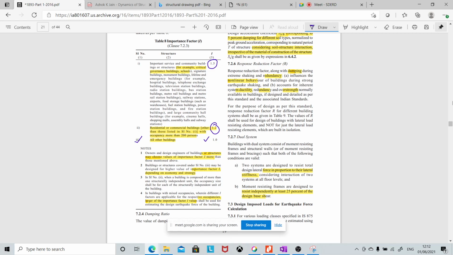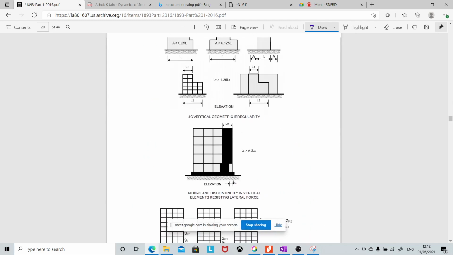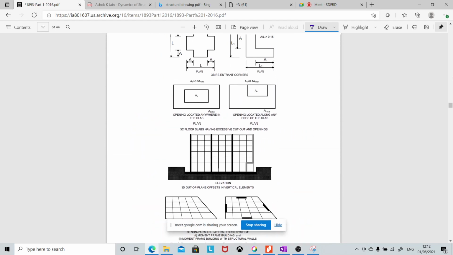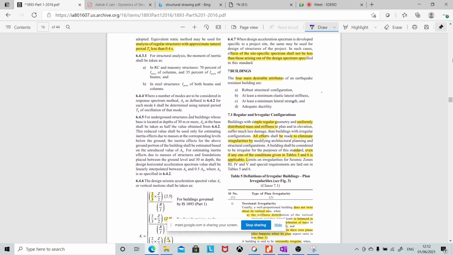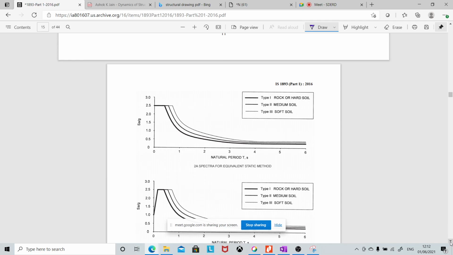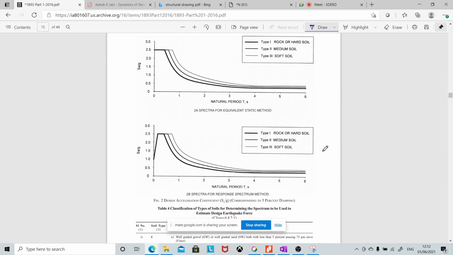Now the next term is SA divided by G. What is this SA by G? This is the design response spectra, and this is the SA by G.